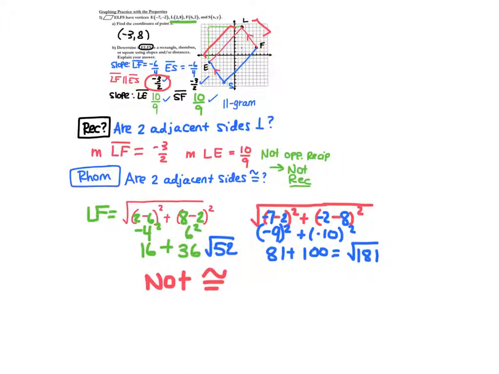Okay, so the directions ask what kind of shape this is. Honestly, it's not a rectangle, it's not a rhombus, but it is a parallelogram. My final answer here, guys, is parallelogram. Hopefully that makes sense. Let's move on and look at the next one.